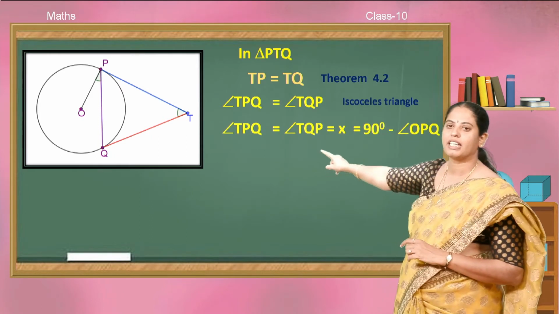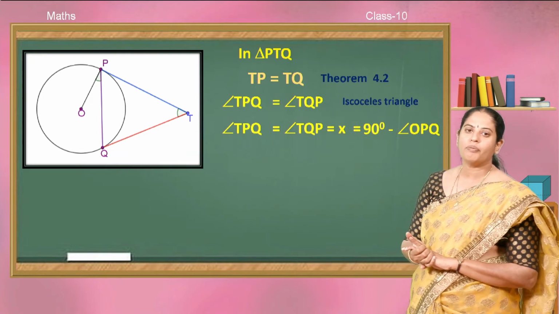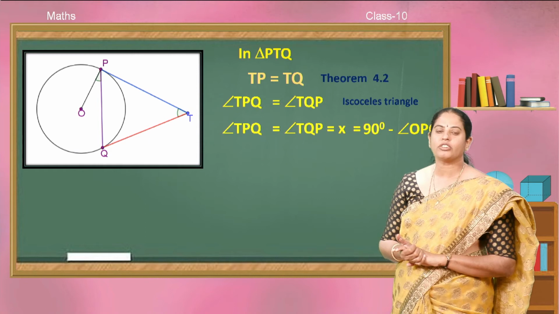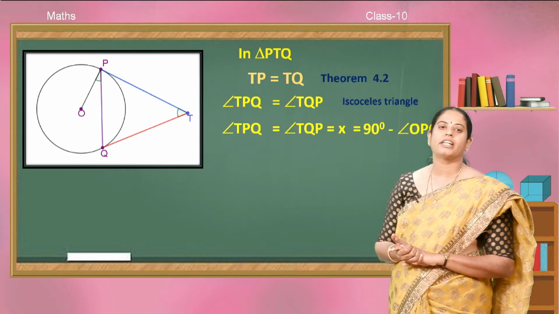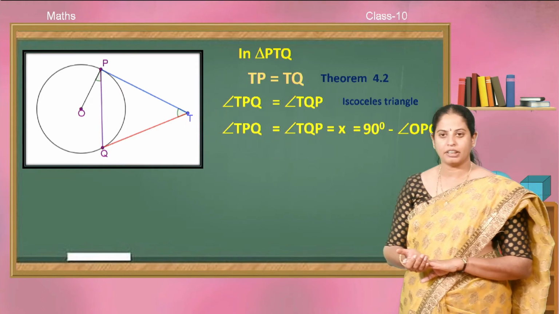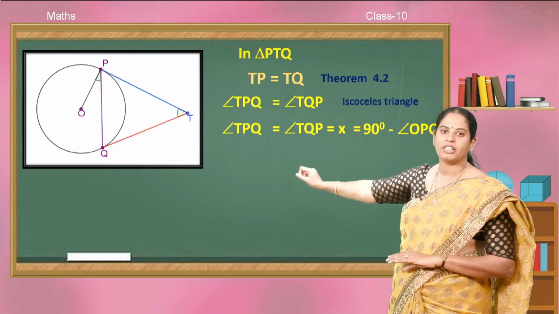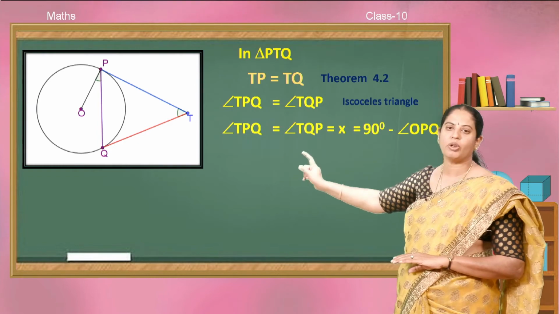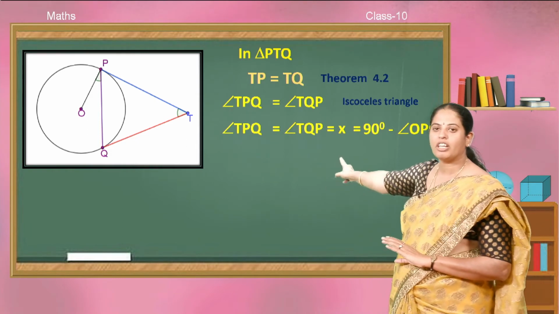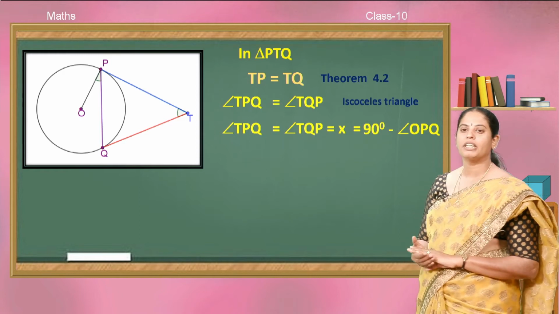We call this X, that is equal to 90 degrees minus angle OPQ, because angle OPT is 90 degrees. We know that according to theorem 4.1, OP is the radius drawn at the point of contact, so it is perpendicular to the tangent TP. With that knowledge, we write angle TPQ is equal to angle TQP, both are equal because the triangle is isosceles. We call that X, that is equal to 90 degrees minus angle OPQ.